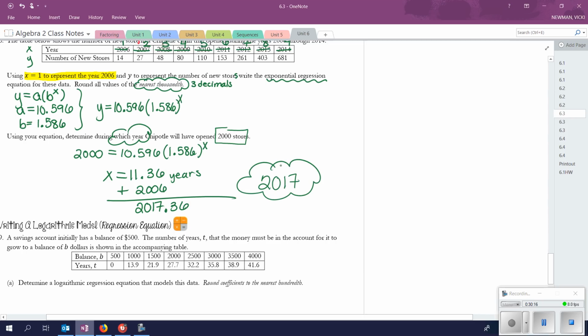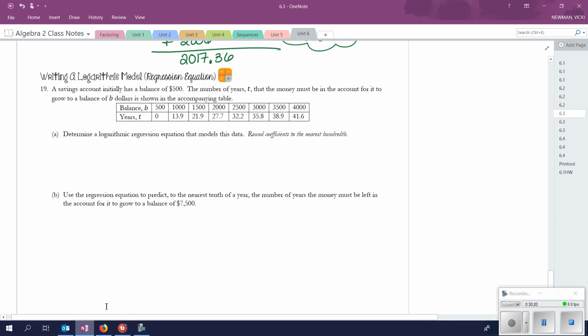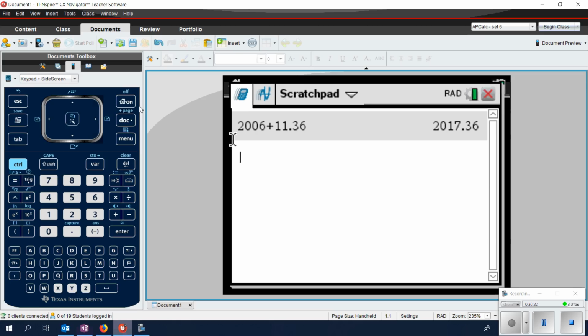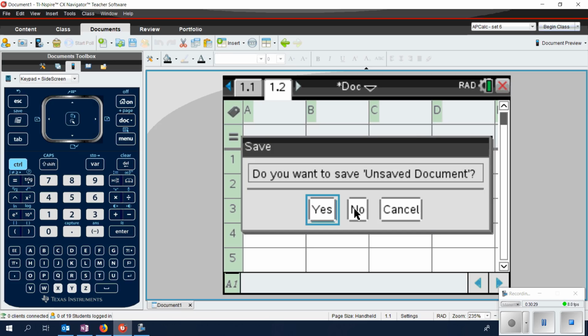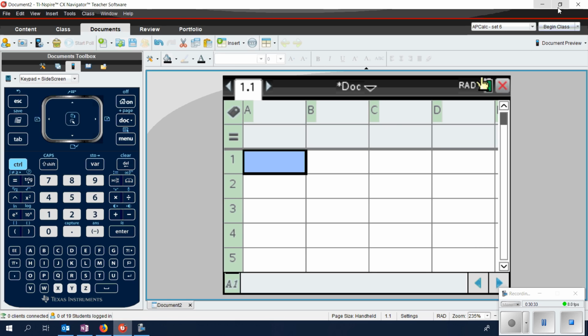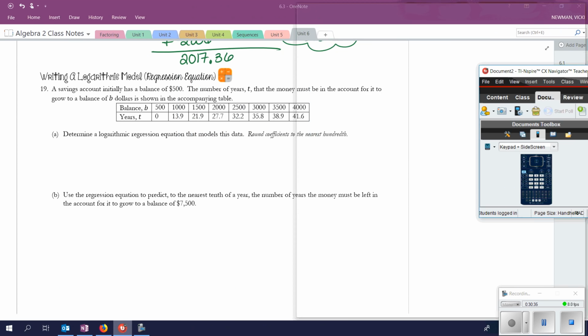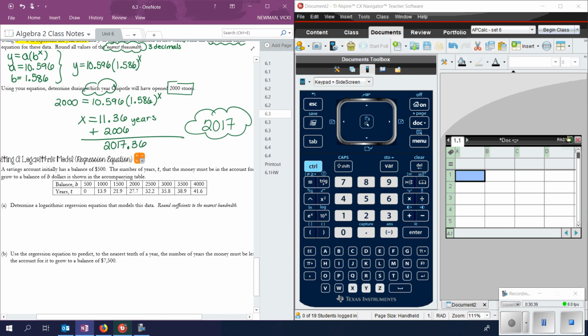Cool. All right, now, a logarithmic model. Let's clear all our things here. Doc B, go to our spreadsheet, click the red X, don't save. Okay, go back to the spreadsheet. We're going to create a logarithmic regression. Now this one is a little bit weird, so hold on to your seats here.